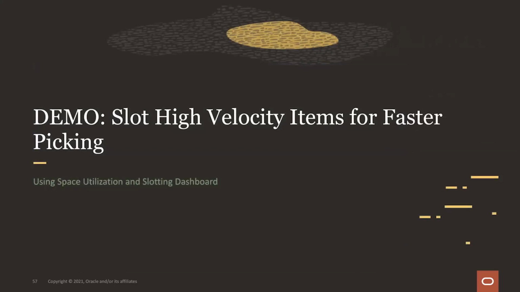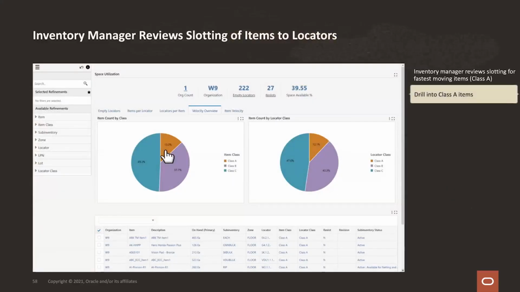So now, a companion problem is the slotting problem. Let's say we are looking at our Class A items and we've got our locators, and what you're interested in is which Class A items do I have that are not in a Class A locator? Things that are frequently accessed where somebody has to go farther back in the warehouse to get them.